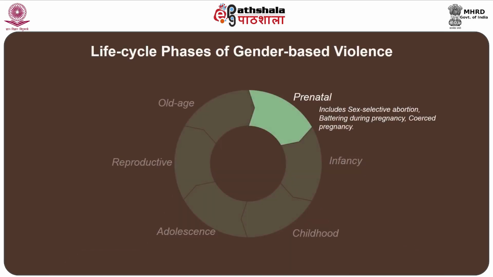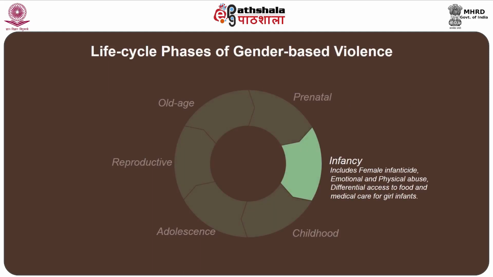Gender-based violence also operates in cyclic phases. It is also important to study gender-based violence in a life course approach and a life cycle approach. If you look at the life cycle approach of gender-based violence, it has 6 phases. The first phase is the prenatal phase, where the violence includes sex-selective abortion, battering during pregnancy, and coercive pregnancy.